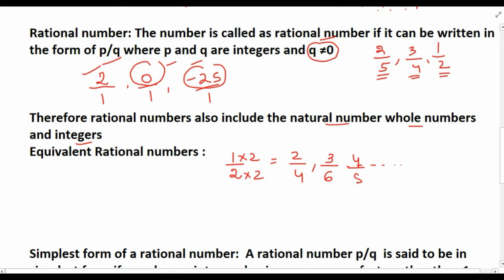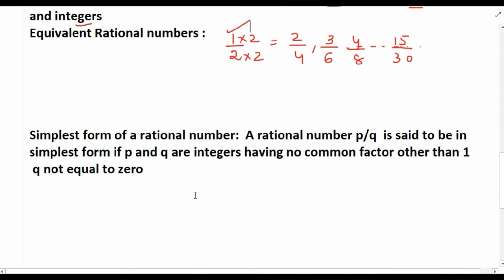4 by 8. All these are equivalent rational numbers, or 15 by 30, because when you reduce this, you will finally get half only. So they are called equivalent rational numbers. Multiply the numerator and denominator with the same number, and you will get an equivalent rational number.